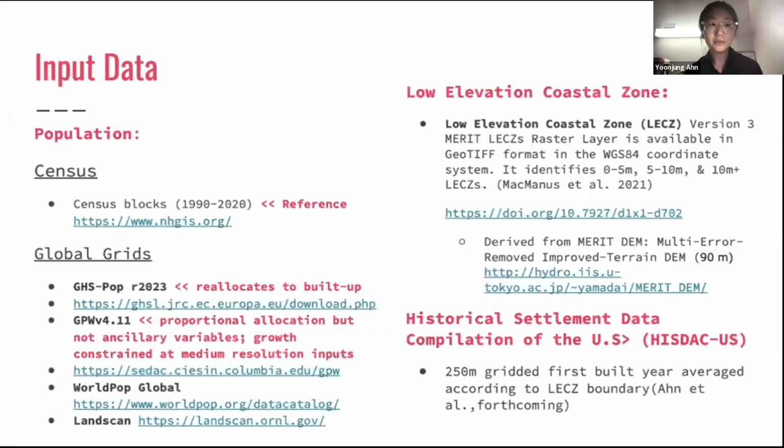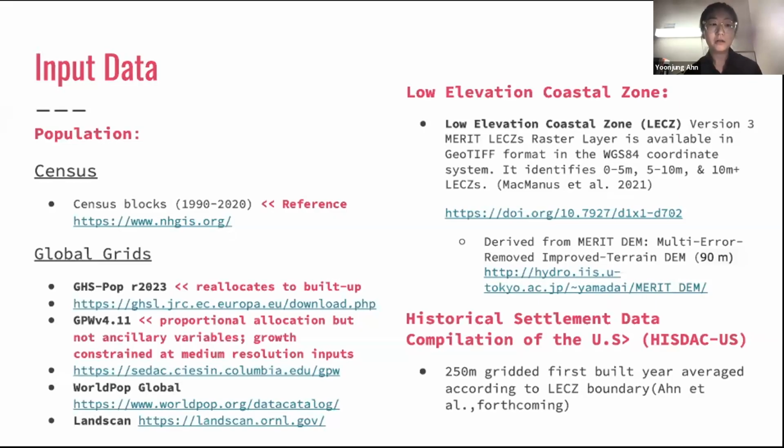So in this analysis, we used census data, the population count at census block level, as reference data. And we also used 4 different global population data sets that were developed based on different assumptions and estimation methods. For example, GHS-POP was developed based on relocating population to built-up area, and GPW was developed based on proportional allocation without ancillary variables, and also constrains the growth rate at medium resolution input, such as national level or sub-national level.